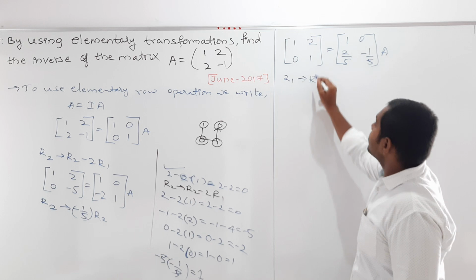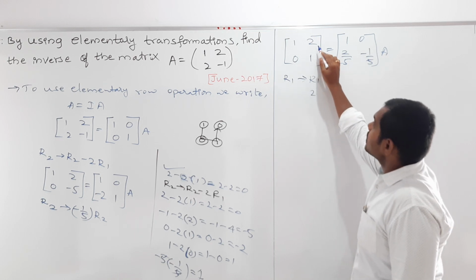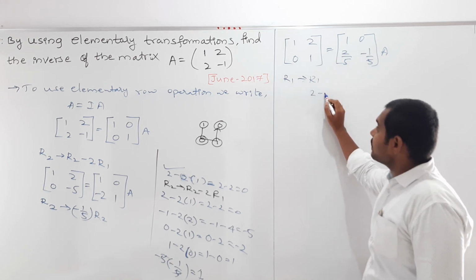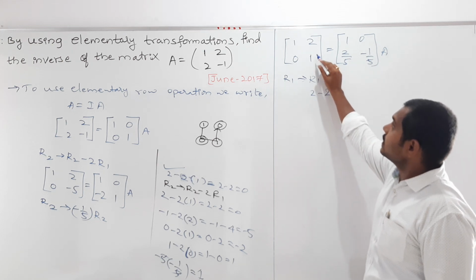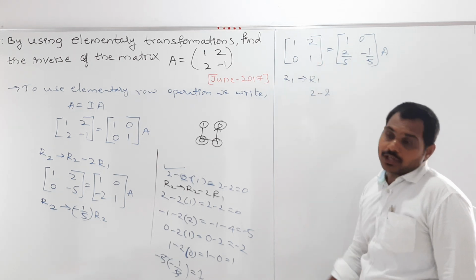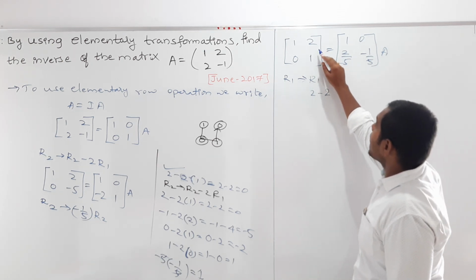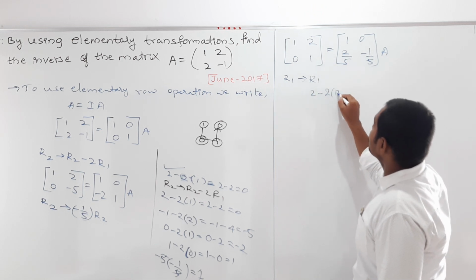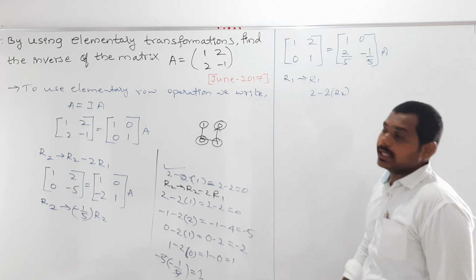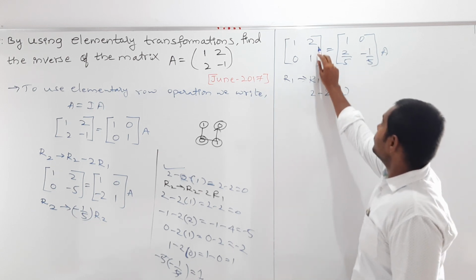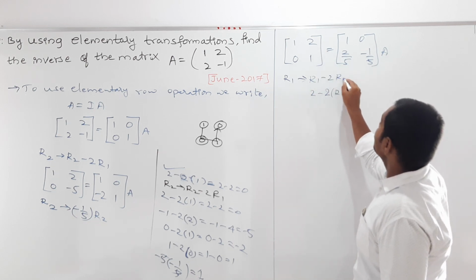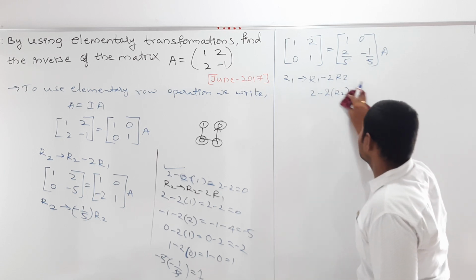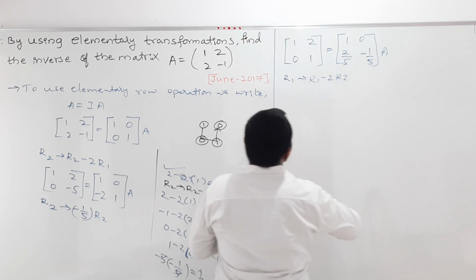So here I will write R1 as it is. Now this element I should subtract. If I subtract with 2, then 2 minus 2 will become 0. So for that reason R1 as it is minus, I multiply this element with 2 into R2. Clear? So see here, I am writing R1 minus 2R2, because if you simplify this, you will get it here.